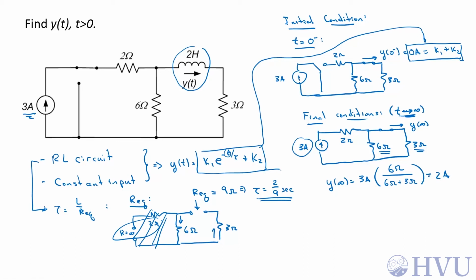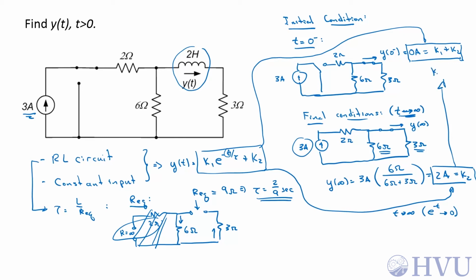Now if I evaluate this as t goes to infinity, e to the minus t goes to 0, so this expression just becomes k2. k2 is equal to 2 amps. If I plug that on up here, k1 is negative 2 amps.